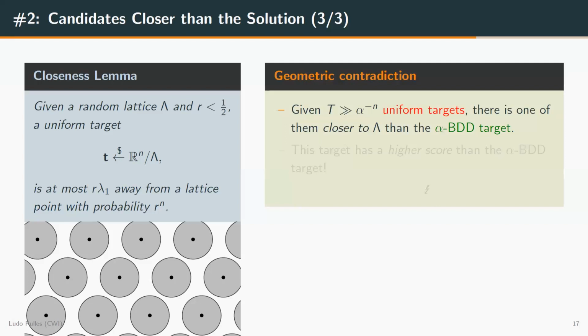So if you take a number of targets that is alpha to the minus n, and take it somewhat larger than this, then there's going to be one of these uniform targets that is closer to the lattice than the alpha BDD target. And because it's closer, this target has a higher score. It's very likely, at least a 50% chance, that it has a higher score than the alpha BDD target. And that means this attack doesn't work with a high success probability anymore.